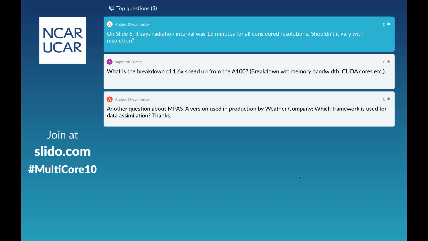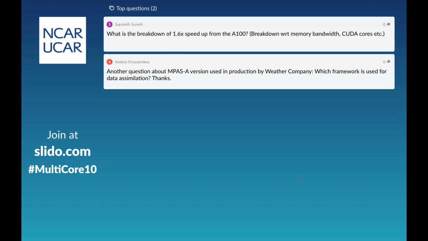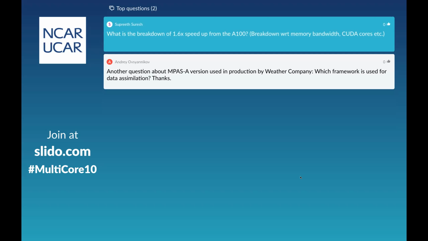The next one: what is the breakdown of the 1.6x speedup from the A100 with respect to memory bandwidth? Actually, I do not know the answer to that. Carl and I have been pretty busy trying to get the MPAS physics numbers, so we haven't focused on the breakdown with respect to memory bandwidth and CUDA cores. That's something we really need to do to understand which one is facilitating more. Hopefully I can get that to you in the next presentation.